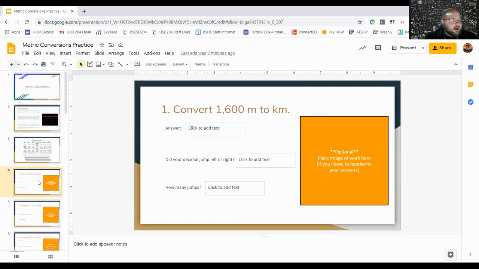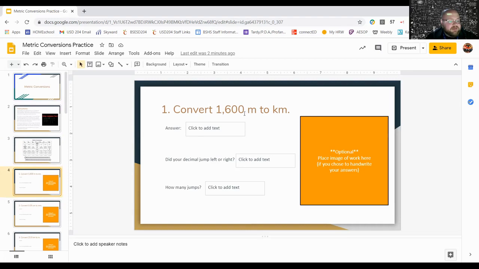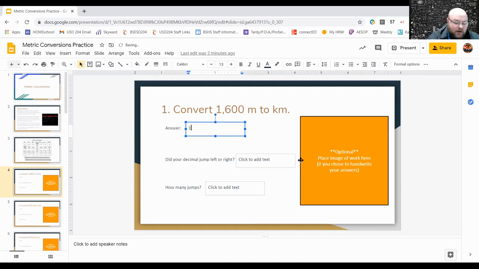So, for example, 1600 meters to kilometers, go back to your chart. You find the meters, which is in the middle. Kilometers is 3 jumps to the left. So you would go 1, 2, 3 jumps to the left. Again, the decimal's on the far right if it's not given. So 1, 2, 3 jumps to the left. Our new answer for this one would be 1.6 kilometers. That's your answer.